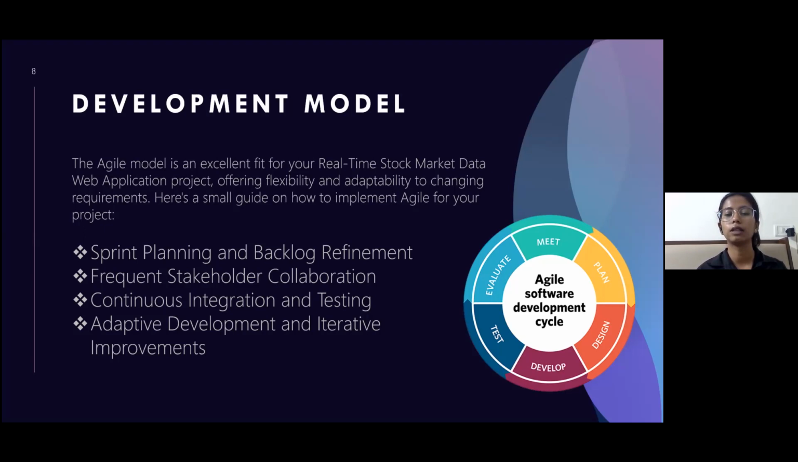Now, as you can see in this diagram of the agile software cycle, first we'll have a meeting with all the members, if there are any. Then we will do the planning of this project, then the designing as per the planning, and then we'll start developing the project. After completing the development part, we'll do the testing, and lastly, we'll evaluate if there's any bug or issue to correct them.